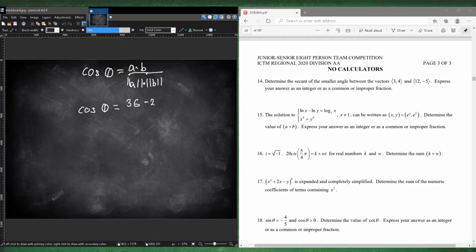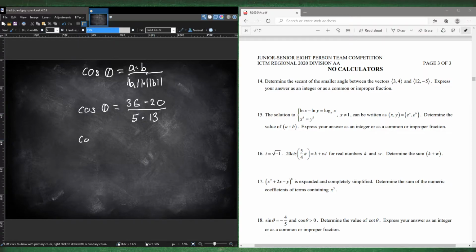So you have 36 minus 20, divided by the magnitude of a, which is the square root of 3 squared plus 4 squared, which is 9 plus 16 is 25. The square root of 25 is 5. So that's your magnitude. And the magnitude of <12, -5>: 12 squared is 144, 5 squared is 25, so 144 plus 25 is 169, and the square root of 169 is 13.